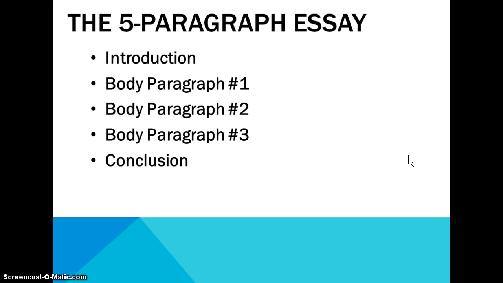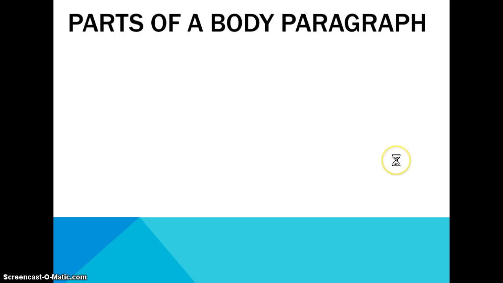Okay. So in a traditional 5-paragraph essay, which you'll see probably a lot in high school and college, like I alluded to earlier, we have the introduction. Typically we have 3 body paragraphs, and then we have a conclusion. So the parts of a body paragraph, there are going to be 4 major parts, and we'll go into detail with each of these in a little bit. So for right now, just write down what they're called.